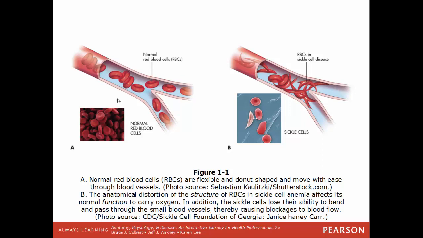And in this image, image A, these are normal red blood cells. They're their standard biconcave shape. This is how they should look. And red blood cells are the cells that carry oxygen to cells throughout the body. So this is how they should look.